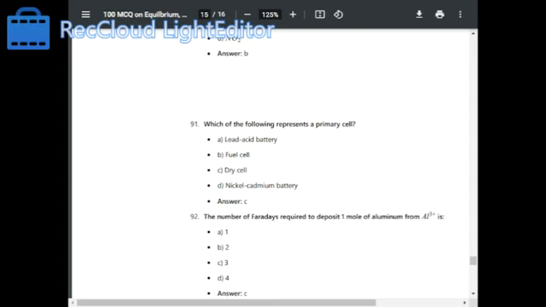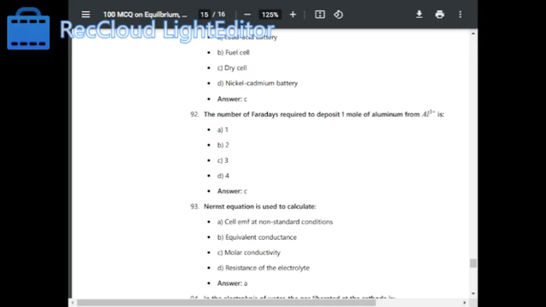The correct answer is C, dry cell. Dry cell is a primary cell. Question number 92. The number of Faradays required to deposit 1 mole of aluminium from Al3+ is.